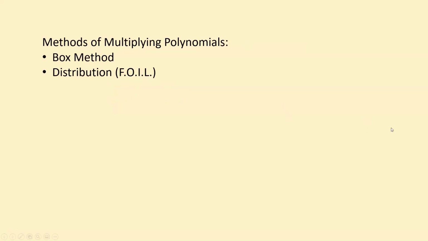Today we're going to be talking about Math 10 Skill 7, multiplying and dividing polynomials. There are two methods we're going to talk about when multiplying polynomials: the box method as well as the distribution method, which you also might have seen called FOIL, with the acronym FOIL.